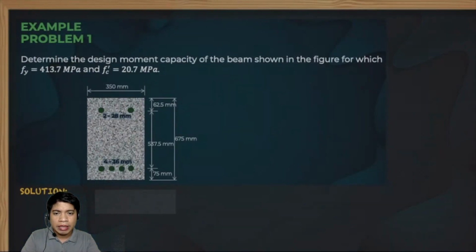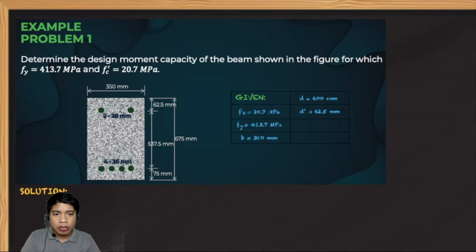So bali no, ang una natin gagawin of course is kailangan nating ilista muna lahat ng ating mga given. So yun, so bali no, given guys yung ating F sub c prime at saka yung ating F sub y. So yung ating F sub c prime na is 20.7 and yung ating F sub y is 413.7 megapascal. Tapos given guys yung ating B which is the width nga ng ating beam. Rectangular lang naman yung ating beam.